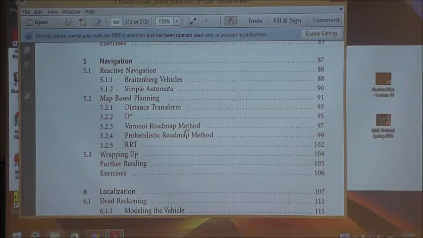In your chapter 6 of localization, the author did a fairly good job and start with the simple way of looking at localization and gradually make it more complicated. And in the process of localization, you can actually build your own map as you go along. That's why it's called simultaneous localization and mapping. SLAM, okay? Which some of you are doing in your project. So SLAM is also something you need to understand what it is, okay?